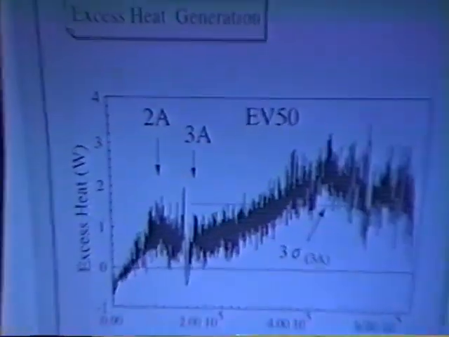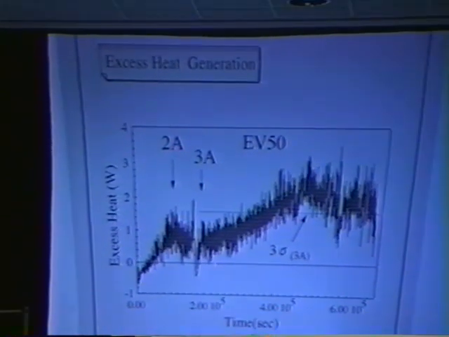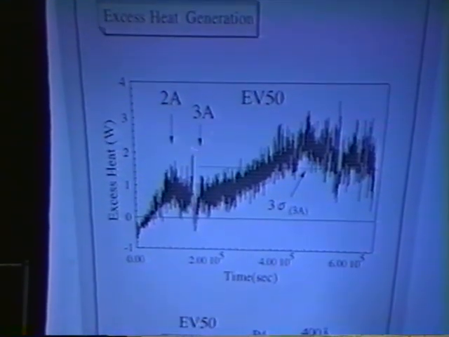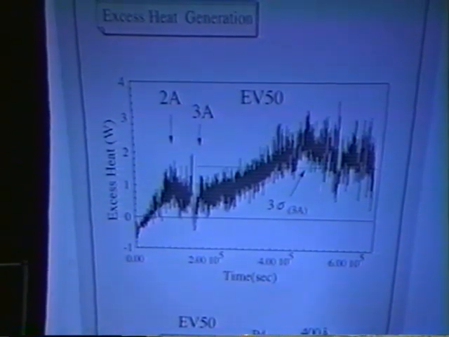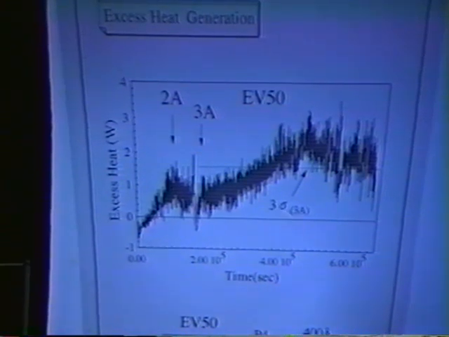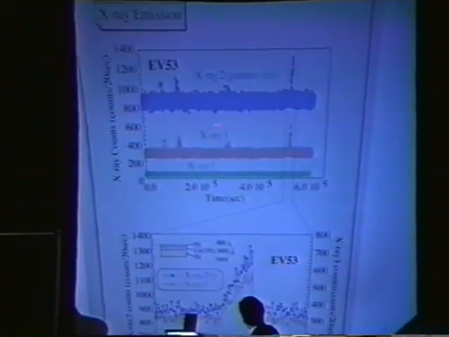Time and excess heat is plotted. At this point, making the current up to 3 amperes, we obtain the excess heat like this. This dotted line is a 3 sigma. Next figure shows the example of X-ray emission.